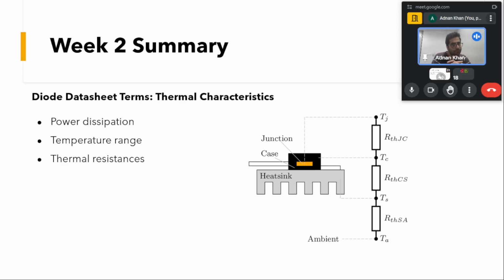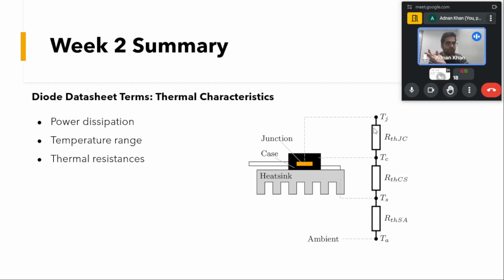We have to keep in mind the amount of power loss in the device. Our heat sink material should be chosen in such a way that it should be able to dissipate all that amount of heat. And after that there will be an ambient temperature. You can see there are different temperatures here: the junction temperature, Tc is the case temperature, then there is the sink temperature, and then we have an ambient temperature.